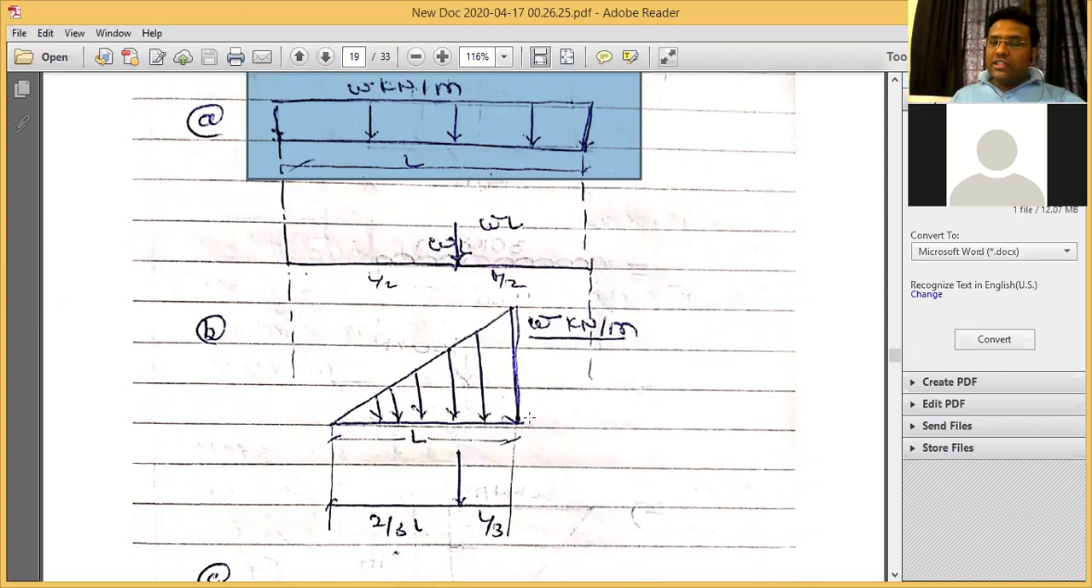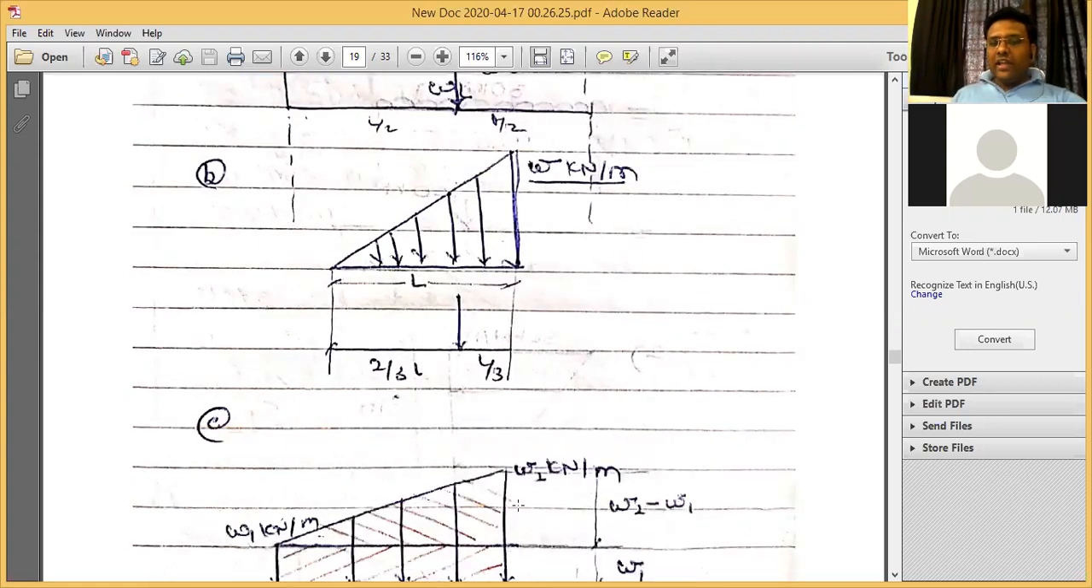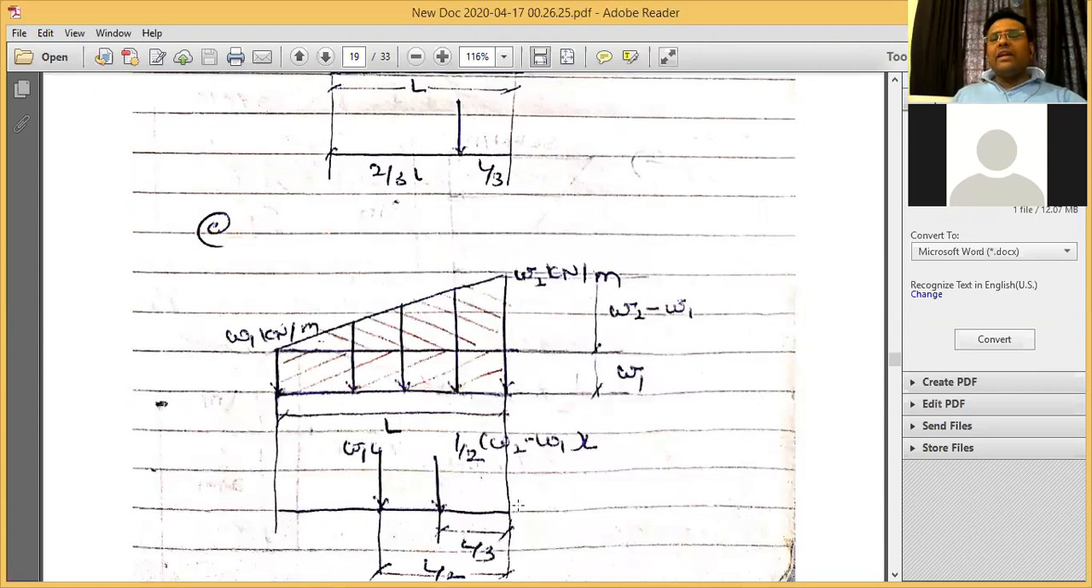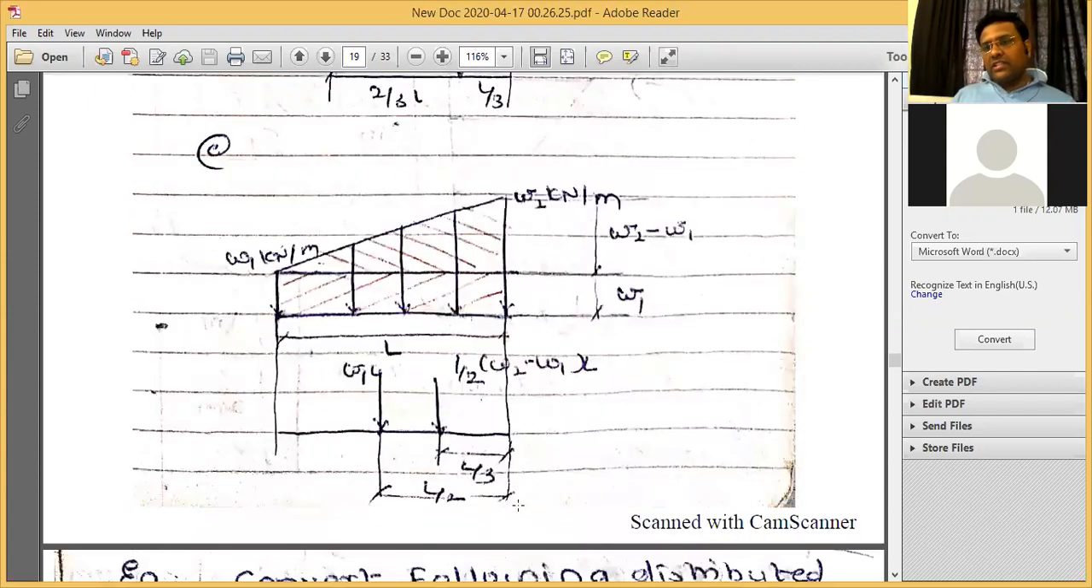The CG of the triangle is h by 3 from the base and 2h by 3 from the apex. So if I consider this as base and this as height, it will act at h by 3, that is L by 3 from the base, and 2h by 3, that is 2 by 3 times L, from the apex. This is the way in which you have to apply that conversion, that is nothing but finding out its area and center of gravity.